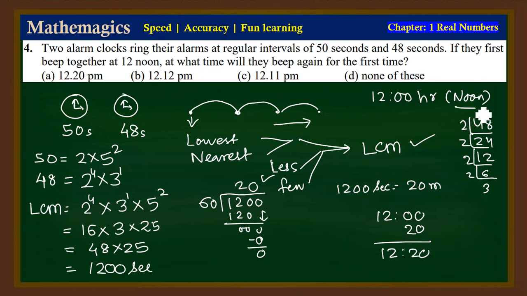As it is noon, so the time will be PM. So dear friends, 12:20 p.m. is the right time when the bell will ring for the first time. So the correct answer is option number A. So now we have to move forward to the question number 5.